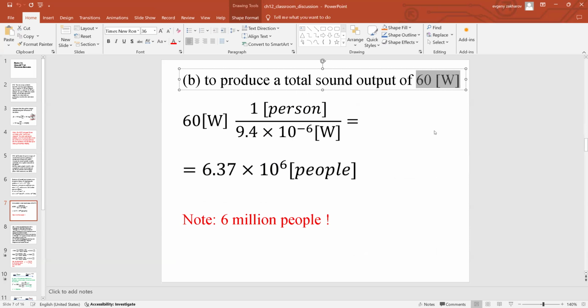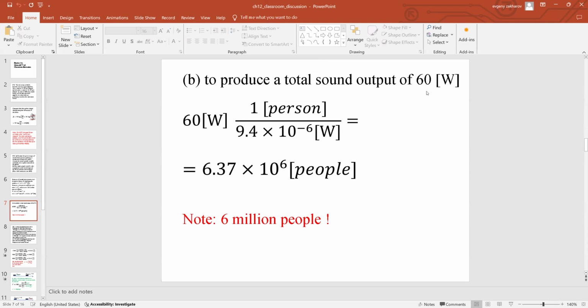So 60 watts, which is funny how you remember the old school light bulbs, the incandescent light bulbs that your mom and dad used to use for your household. They had like 25, 40, or maybe 60 watts, and that wouldn't be the brightest ones. It would be just average light bulbs. So in order to produce the same wattage, the same power in terms of sound, that's going to take 6 million people. So light versus sound, you can see the difference. For sound, you need many more people, compared to only one light bulb.